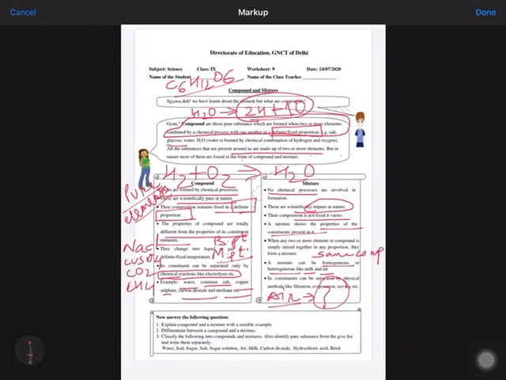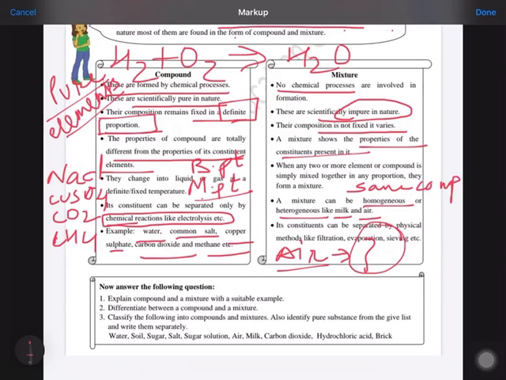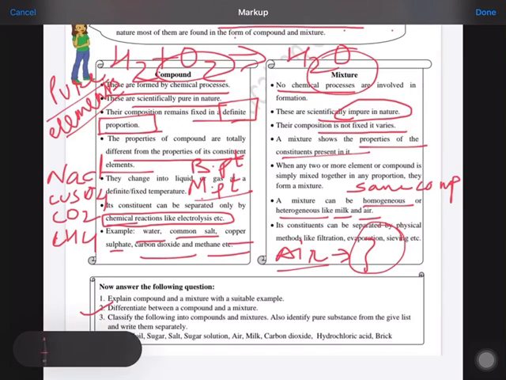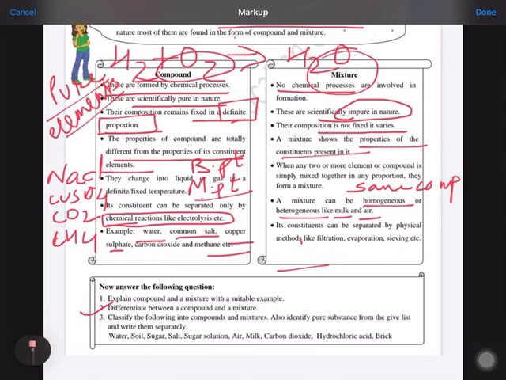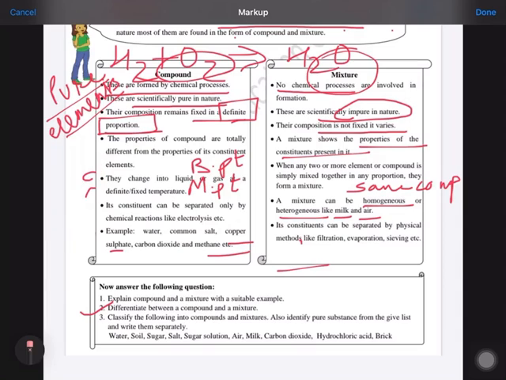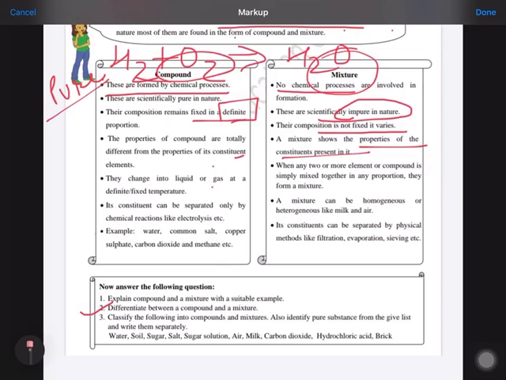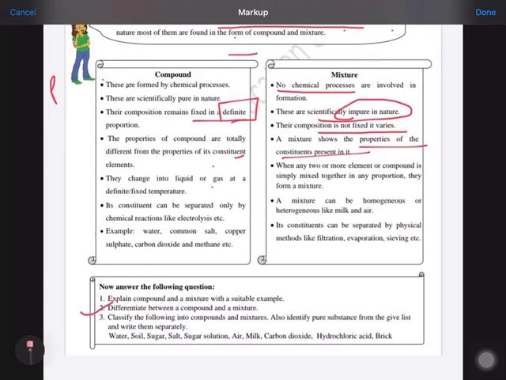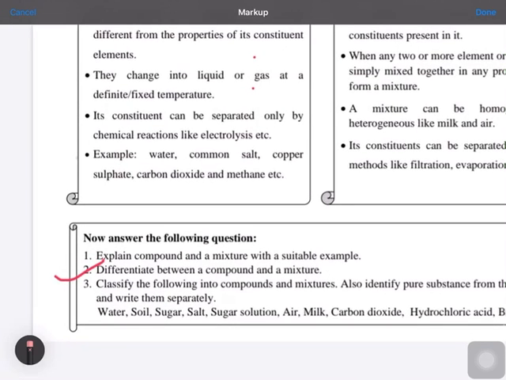So many examples are there in the differentiation table also. The second question is direct, it can be taken from this difference. Third is classify the following into compound and mixture. In this classification, what you have to do is make a table of compound and mixture, and below that you have to write which is the example of compound and which is the example of mixture.